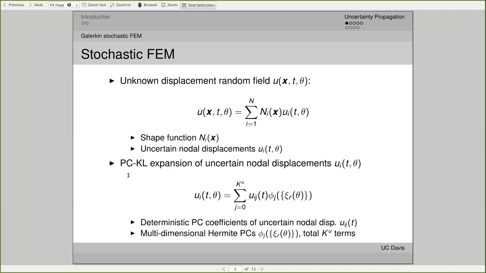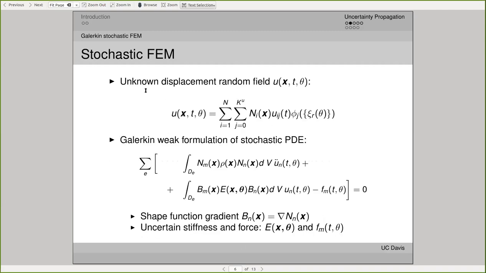And then we can perform the polynomial chaos Karhunen-Loève expansion of this uncertain nodal displacement, with this formula. This is the additional layer of discretization in probabilistic space. And with that, we will get the deterministic polynomial chaos coefficient of this unknown nodal displacement, and we represent it with the multidimensional Hermite polynomial chaos. When we combine this together, we get this representation for the unknown displacement random field, and it has been discretized in both space and probabilistic space.